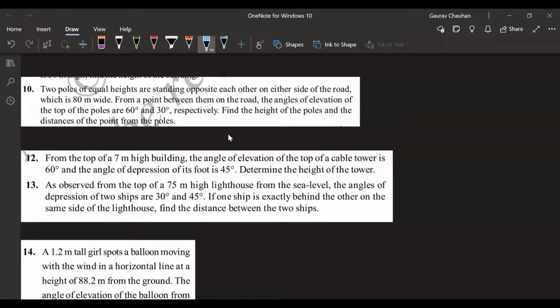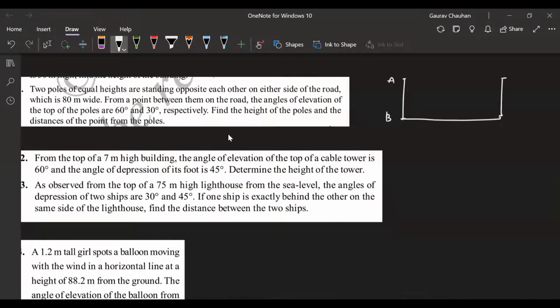Question number 10 says two poles of equal heights are standing opposite each other on either side of a road. The road's width is given. This is the road. AB is one pole and CD is another pole, and they are standing on either side of a road which is 80 meters wide.